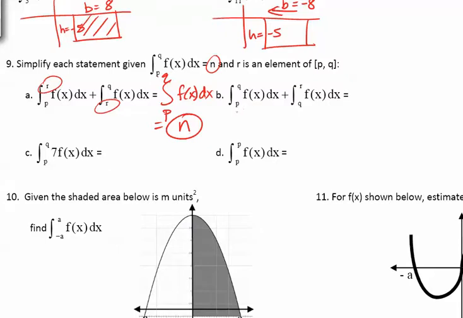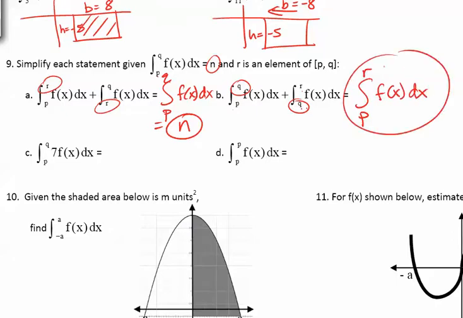In the next one, we reverse a little bit, but notice that we pick up from q to q. So we will end up with the integral from p to r. And that's the best we can do, I guess. We don't know a value for that.